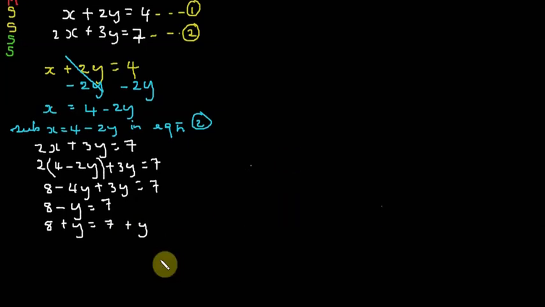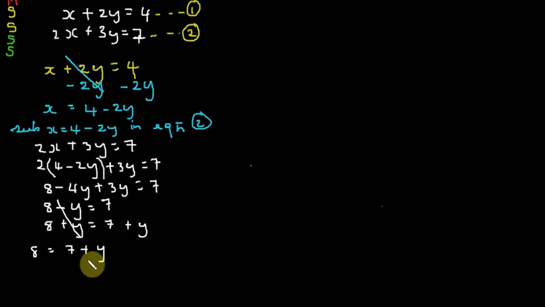So at this point in time, minus y plus y will result in 0. So we bring down this 8. We have 8 is equal to 7 plus y. Now y is positive.